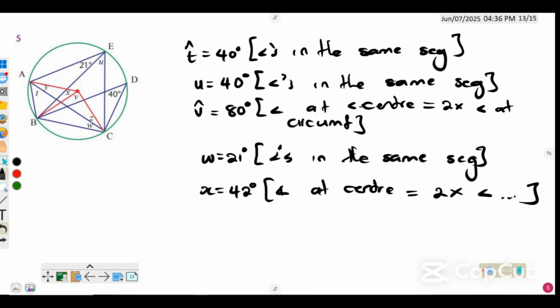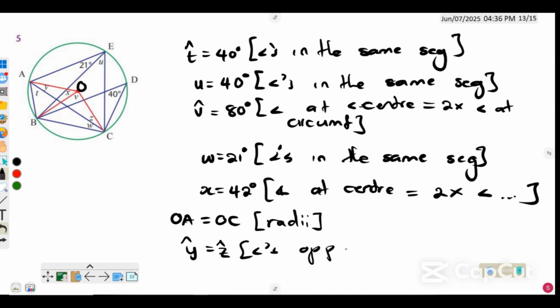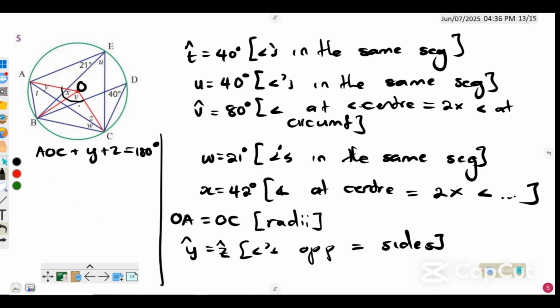We need to find Y and Z. But first of all, you can see, since this is O, OA has to be equal to what? To be equal to OC. Alright, these are radii. And this means that the angle Y will be equal to the angle Z. And these are angles opposite equal sides. Alright, and from here, what do we have? We have this whole angle here, which is AOC. AOC added to Y plus Z should give us 180 degrees. And this should be what? Angles in a triangle.